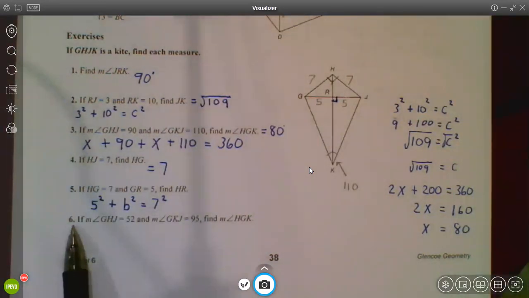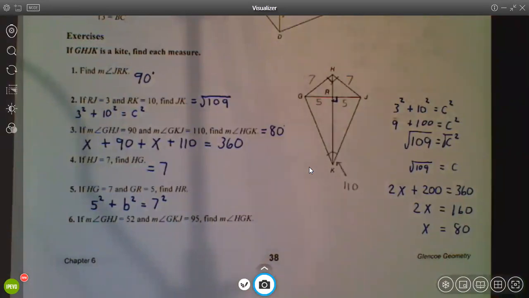Guys, here's one I want you to try on your own real quick, and then we're going to jump into the rhombus. So see if you can set up an equation for number 6. It's very similar to one that we've already done.